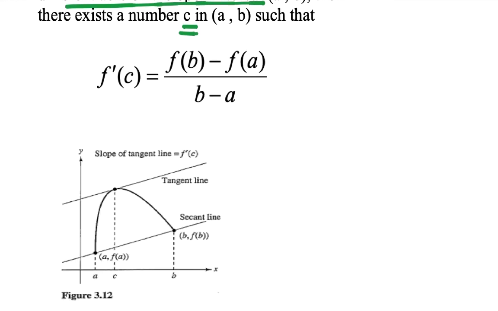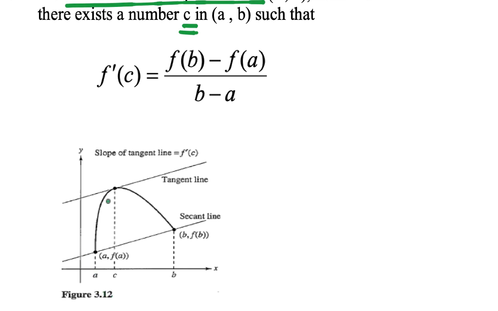We can also look at this from the graphical point of view. Here's the graph, a simple graph of a quadratic function. What we notice between the points a and b, even though the values are not the same, is that there will be one point where the slope of the tangent line at c is the same as the derivative of that function. So let's go ahead and do some examples.